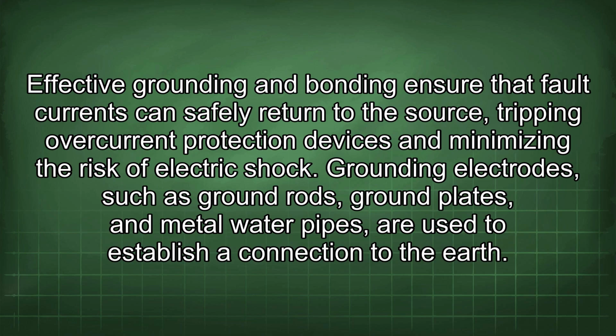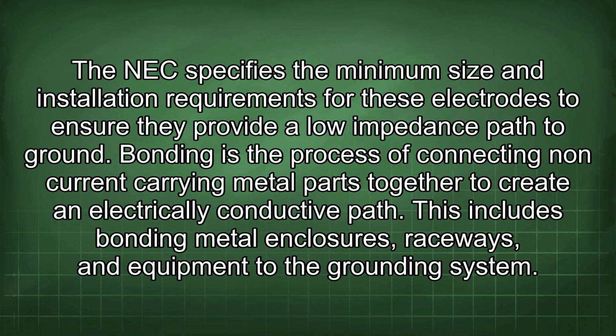Effective grounding and bonding ensure that fault currents can safely return to the source, tripping overcurrent protection devices and minimizing the risk of electric shock. Grounding electrodes, such as ground rods, ground plates, and metal water pipes, are used to establish a connection to the earth. The NEC specifies the minimum size and installation requirements for these electrodes to ensure they provide a low impedance path to ground.